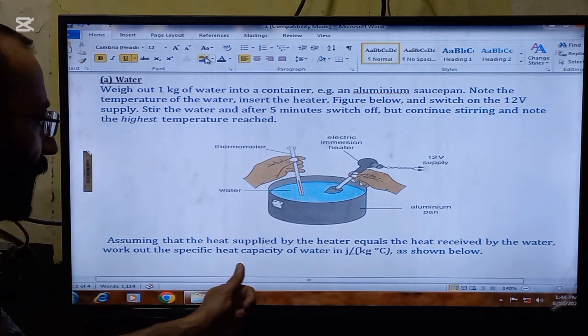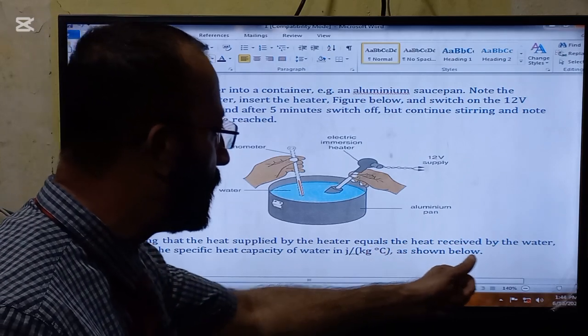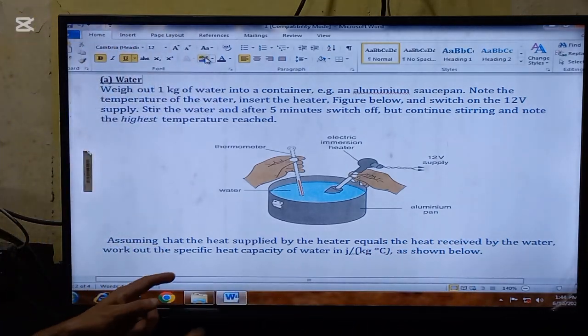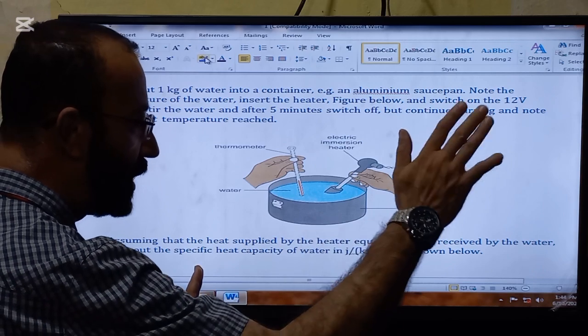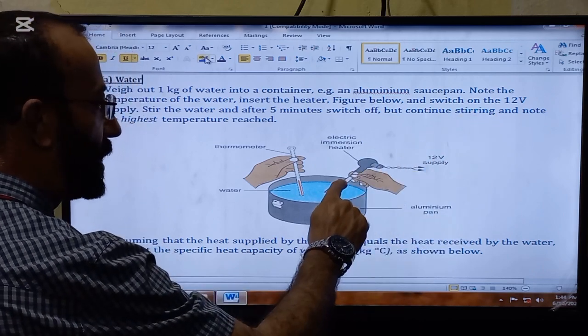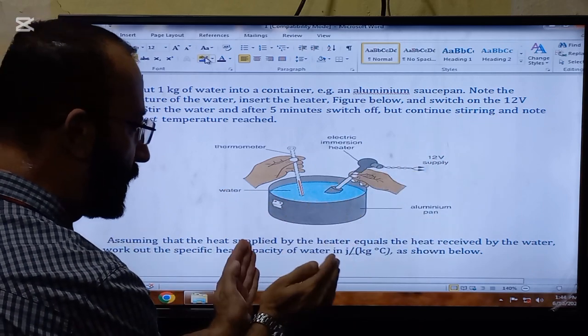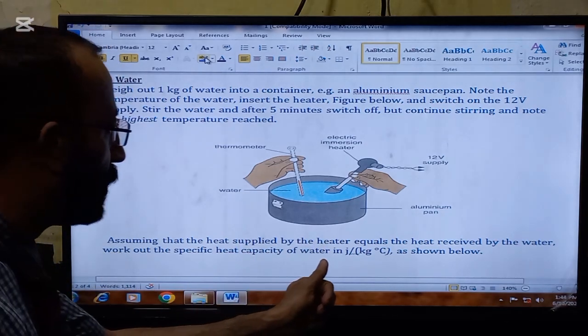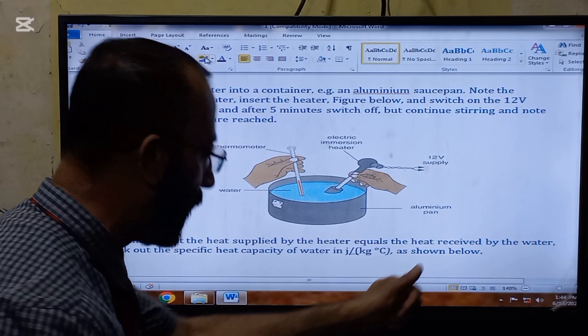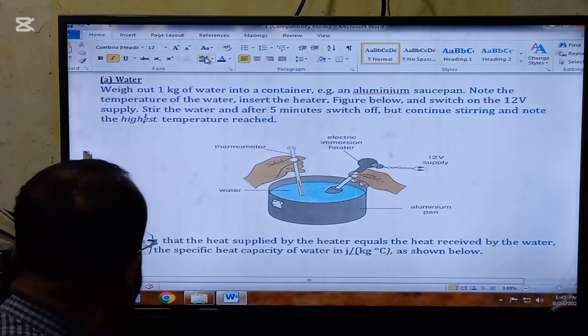Assuming that the heat supplied by the heater equals the heat received by the water, we are supposing that no heat is lost to the environment. The full heat that is supplied by the heater is received by the water. Work out the specific heat capacity of the water in joule per kg degree C as shown below. So look now.